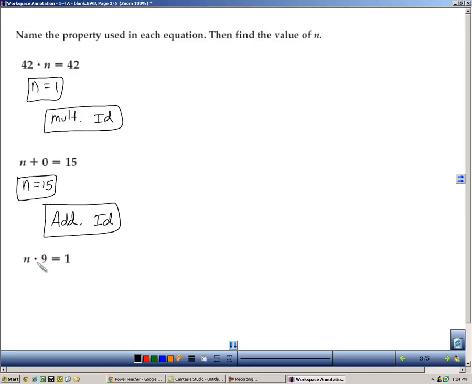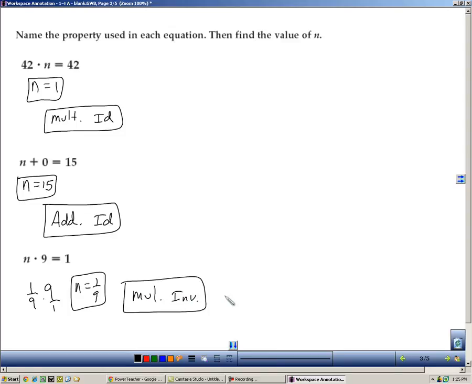Last one says that something times 9 is 1. Well, if you're going to multiply by 9 and get a 1, you better multiply by the reciprocal, also known as the multiplicative inverse. So n is 1/9, and the property is the multiplicative inverse property. As you can see, I like to abbreviate.